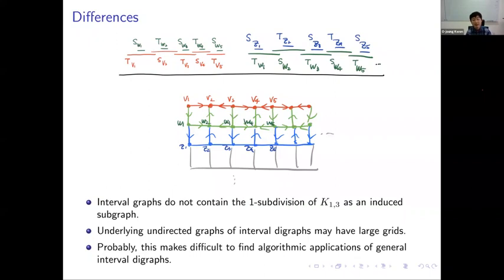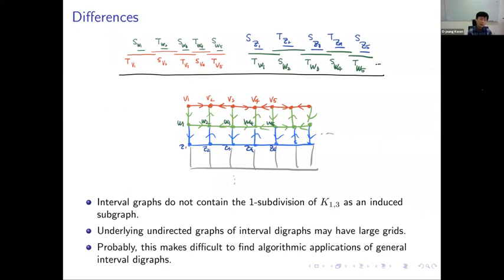Does it make sense? So I couldn't find any argument, but we guess that this kind of argument makes it difficult to find algorithmic applications on general interval digraphs. People already know about this, and so they try to think about some restrictions on the interval digraphs.